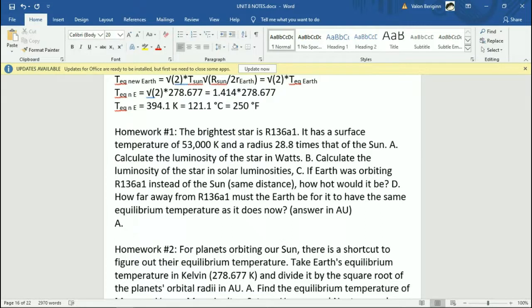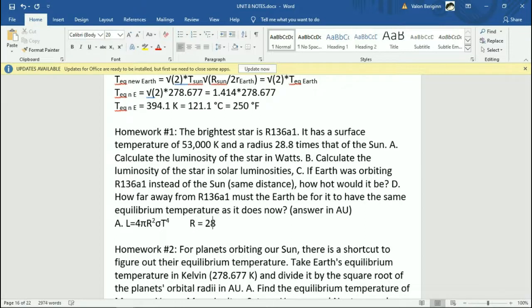Okay, so the luminosity is the radius of the star squared times sigma times T to the fourth. That's the formula we're going to use. However, the temperature we need in Kelvin, which we have. That's 53,000. The radius, though, we need in meters. We don't have that. We have the radius as this much times that of the sun.